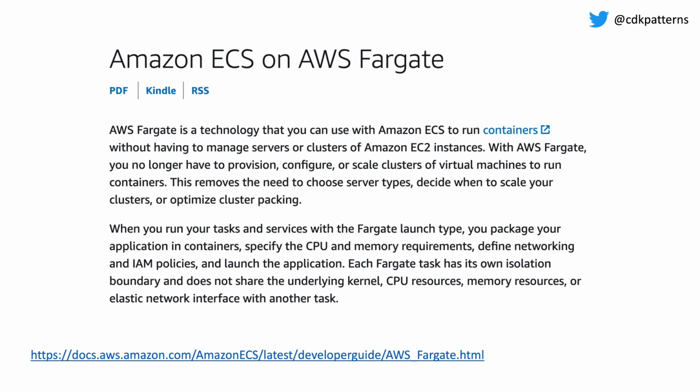When you run your tasks and services with the Fargate launch type, you package your application in containers, specify the CPU and memory requirements, define networking and IAM policies, and launch the application. Each Fargate task has its own isolation boundary and does not share the underlying kernel, CPU resources, memory resources, or elastic network interface with any other task. To summarize then, Fargate is a container that you pick the CPU and memory requirements, you define the permissions through IAM, and then you decide what it's allowed to network with. It's as simple as that.